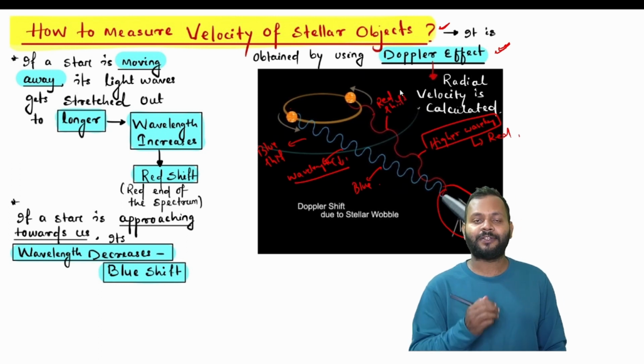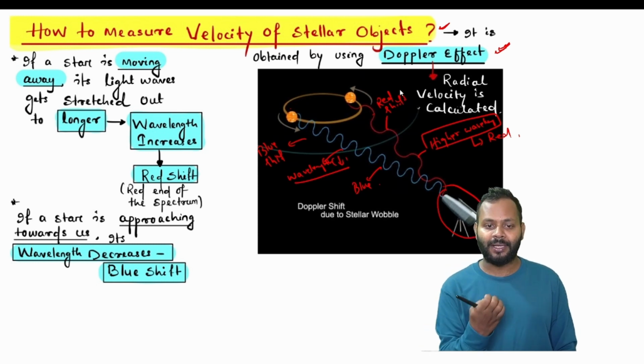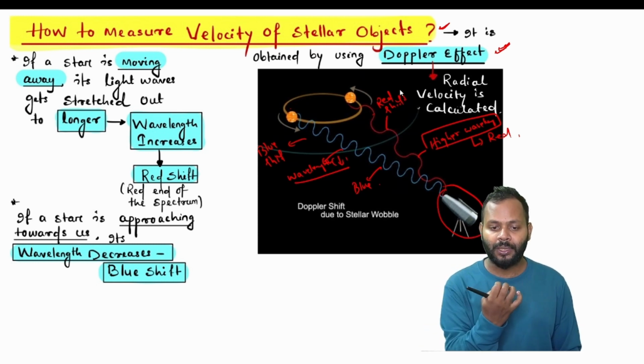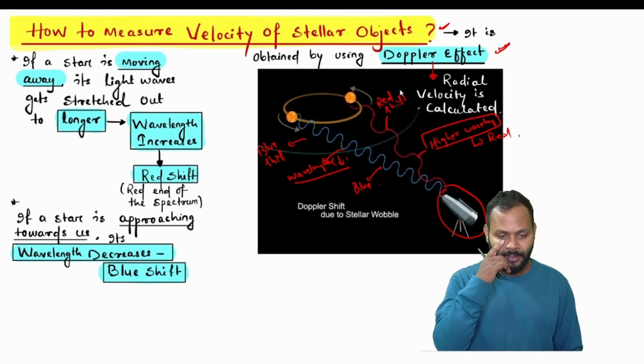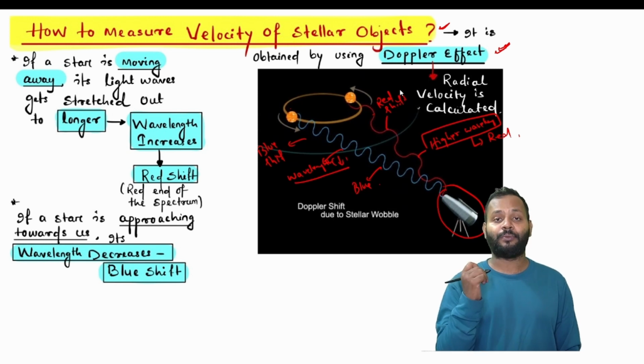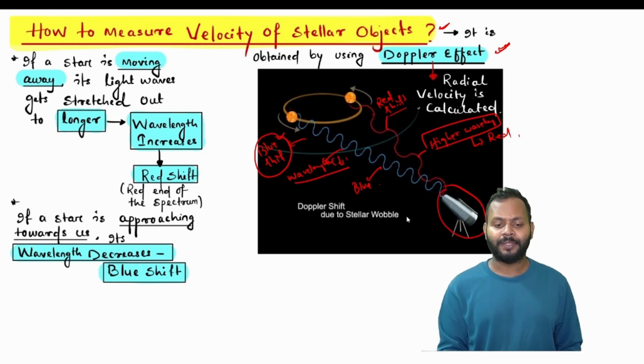So what is the basic difference between blue shift and red shift? When the object is away from us, we can say that is a red shift. When the object is close to us, then we can say there is a blue shift.